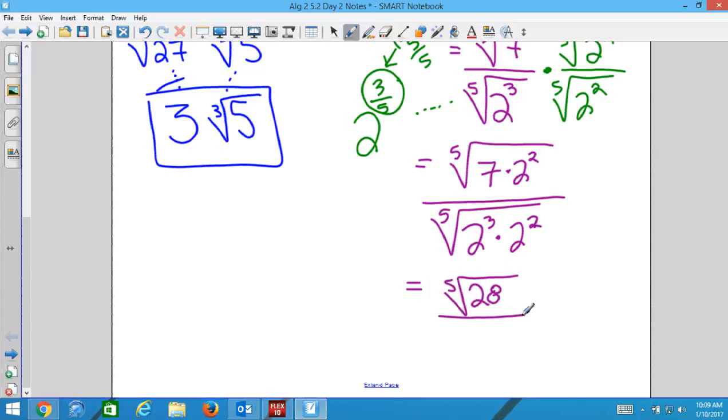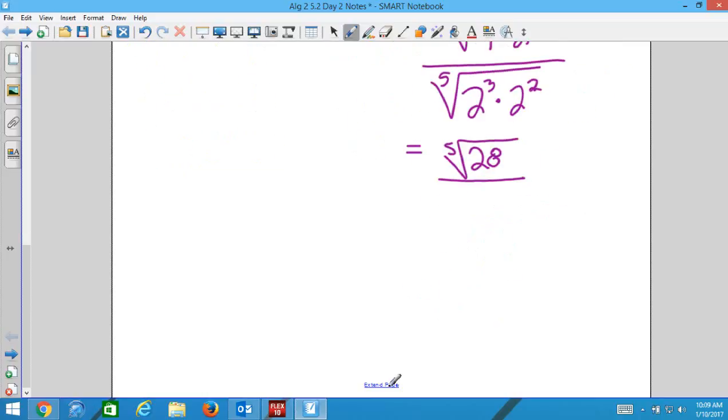Then on the bottom, we're multiplying same bases. So what do we do with the exponents? We add them. So I will have the 5th root of 2 to the 5th on the bottom.